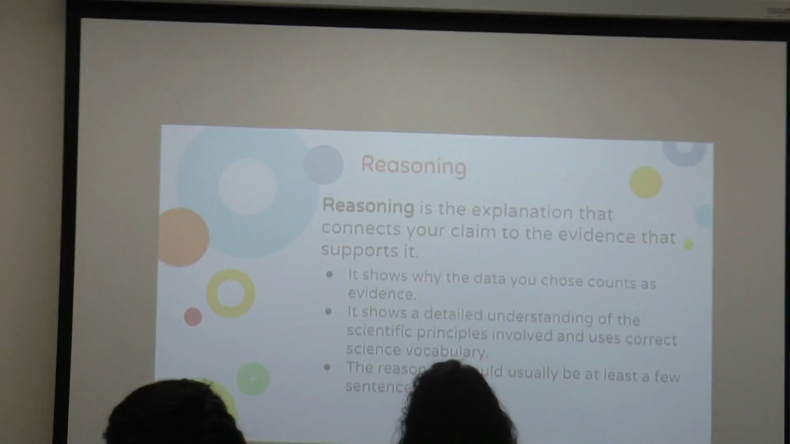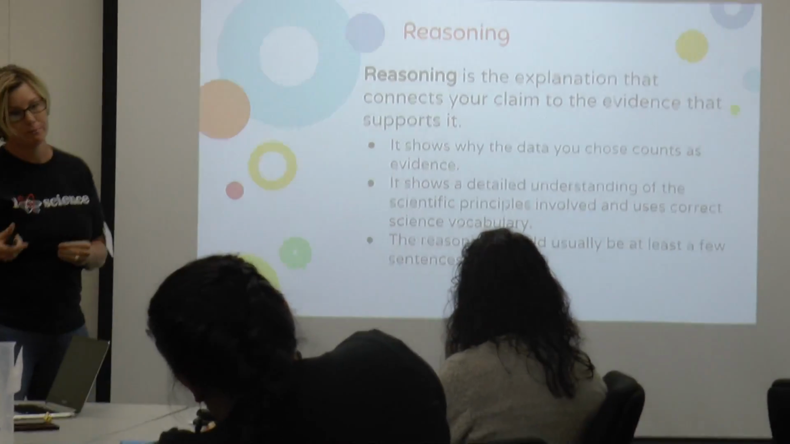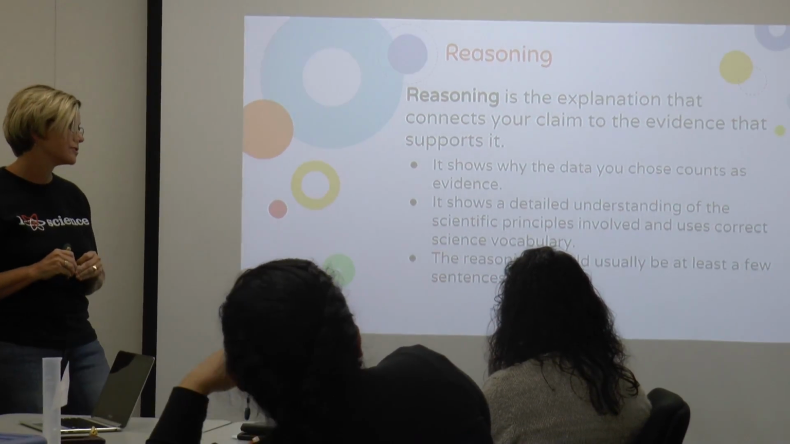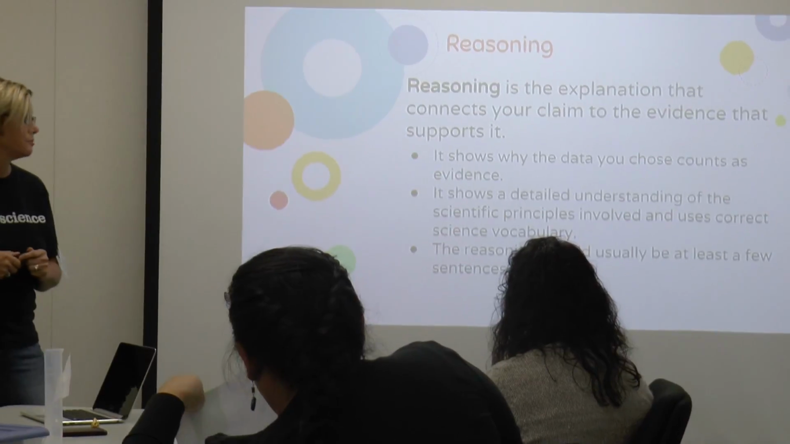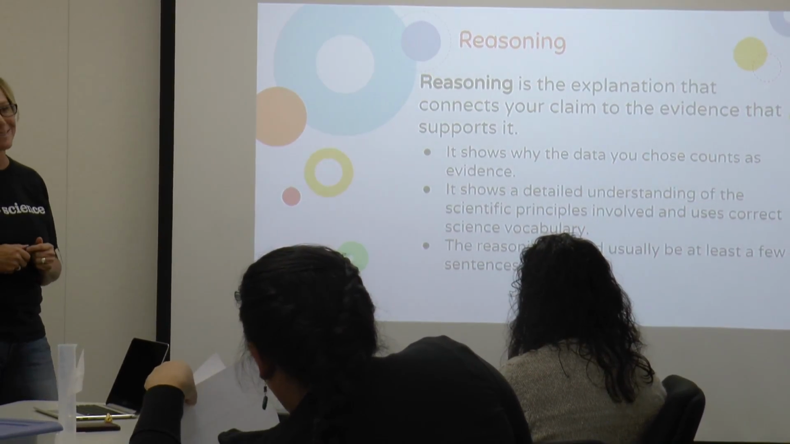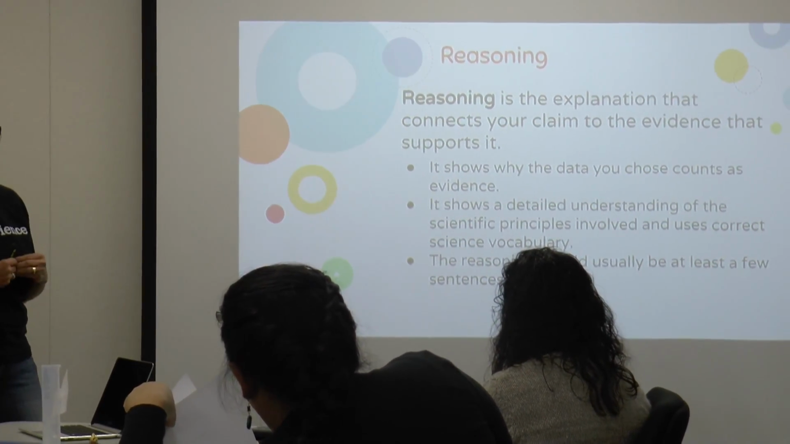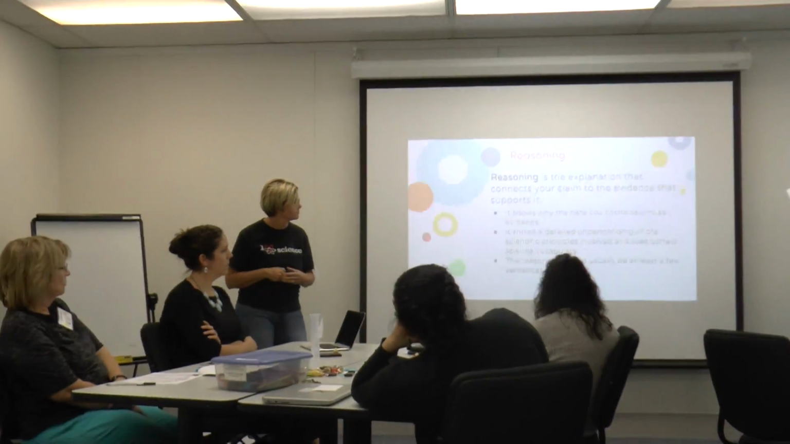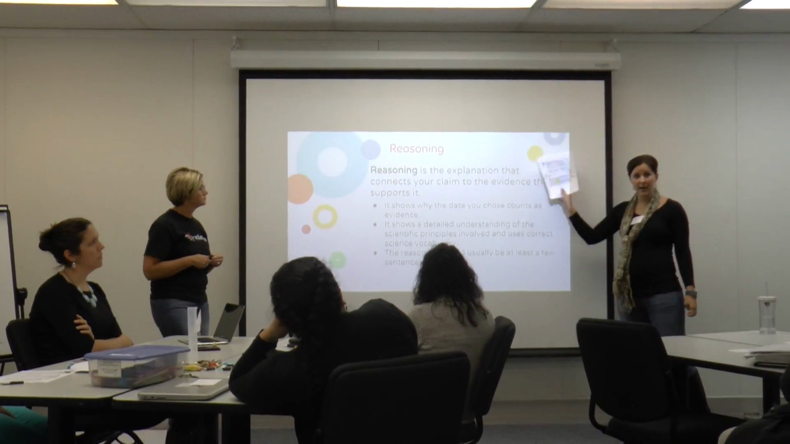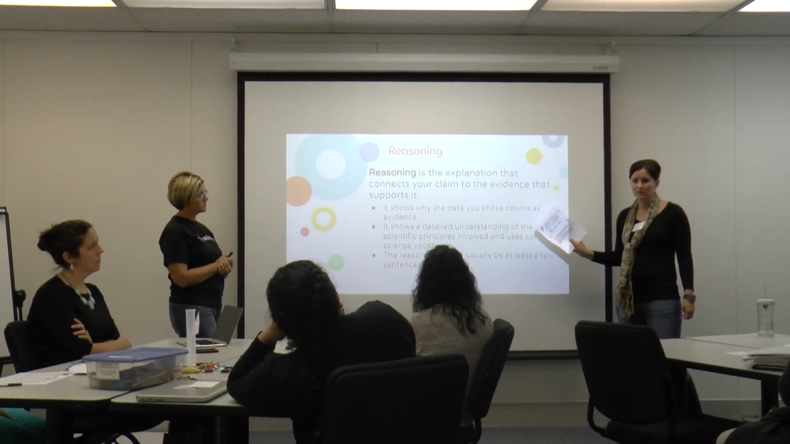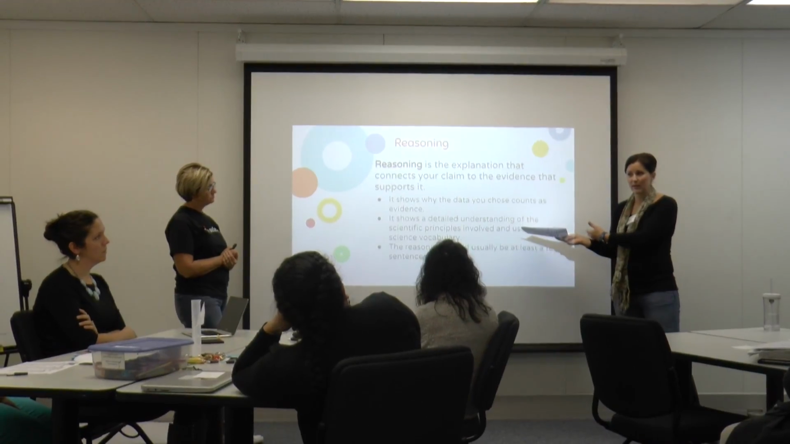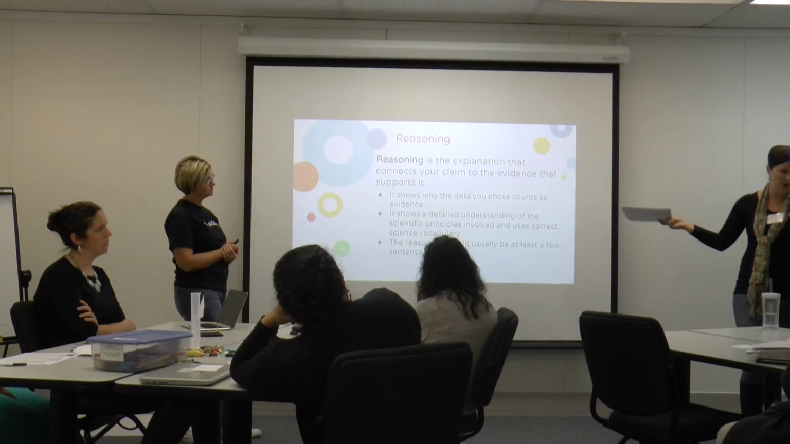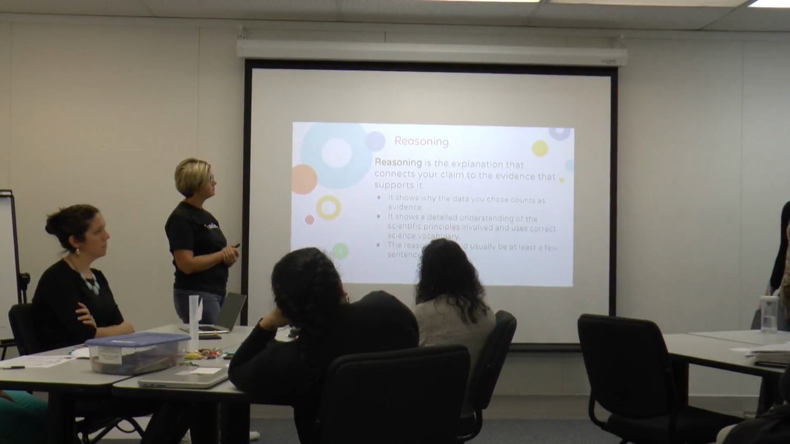Okay, the reasoning. This is your explanation. These are your scientific principles behind what they have seen and what they found. It shows detailed understanding, and it usually should be at least a few sentences in length. This is the meat. And we're going to show you how to put all three of those together into a complete paragraph. This is the part that they have trouble coming up with because they have to generate it. This is where you get their thinking: can they apply that to the evidence in their claim? That's why this is the hardest part, because they have to generate it.